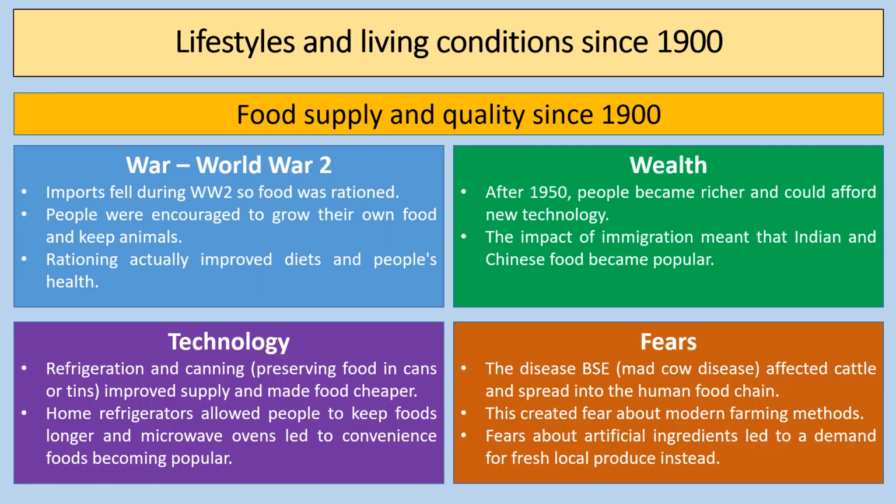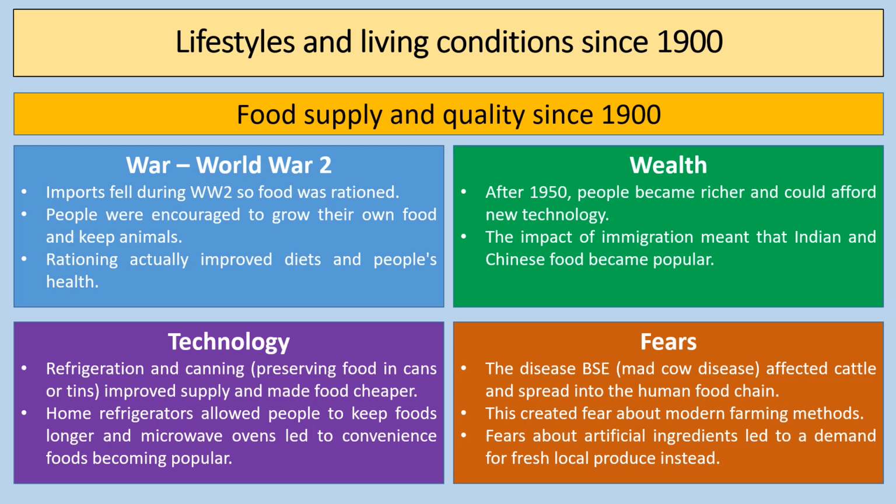Okay, in terms of food supply and quality, I'm going to look at this in a bit more detail. But in terms of World War II, imports fell during World War II, so food was rationed. People were encouraged to grow their own food and keep animals to dig for victory. Rationing actually improved diets and people's health.